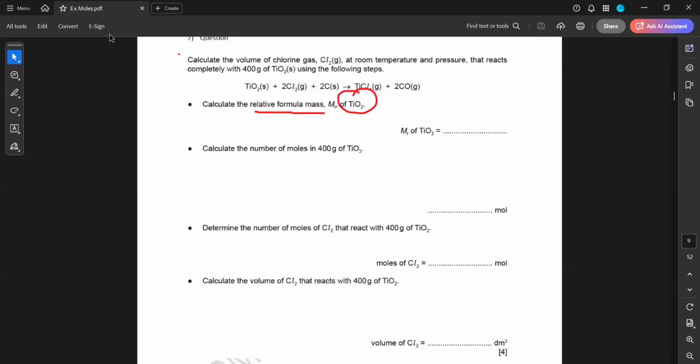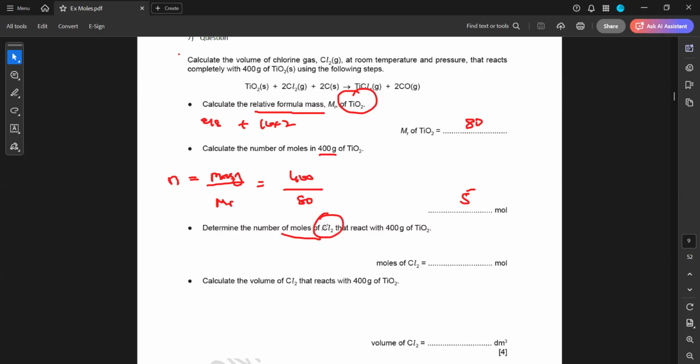So oxygen is 16 multiplied by 2, which is 32. And the mass of titanium, I guess it is 48. So 48 plus 32 makes 80. The total mass is 80. Number of moles in 400 gram. So moles equal mass in gram divided by the molar mass. The mass is 400 and the molar mass is 80. So 400 divided by 80 will get 5.